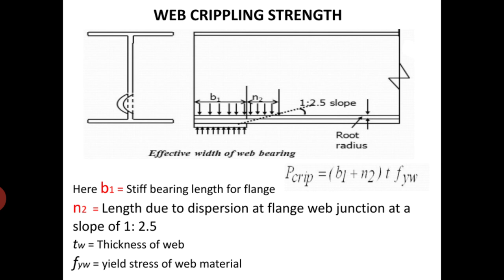So remember, when you calculate the crippling strength, the load dispersion is to be taken at a slope of 1:2.5. Then we calculate the dispersion length b1 plus n2, then the area, and the area multiplied by the stress gives you the crippling strength. This is about web crippling. Try to remember this formula. This is very, very important. You will understand this formula when we solve some numericals.